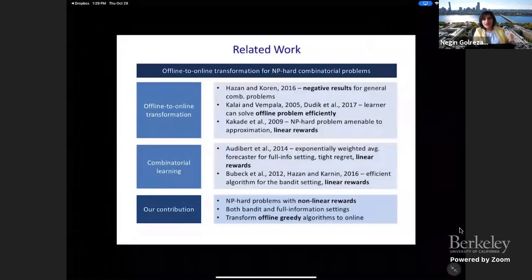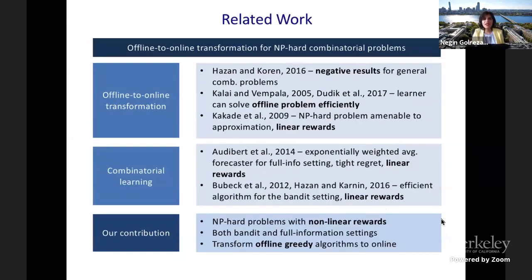It freezes. Okay, so now I also want to talk about related work and put into context how this work contributes to offline to online transformation for NP-hard problems. First and foremost, there's a negative result in the literature saying that for general combinatorial problems, you cannot get sublinear regret. That justifies why in this work we focus on a class of NP-hard problems that are amenable to some greedy algorithm with a constant approximation factor.